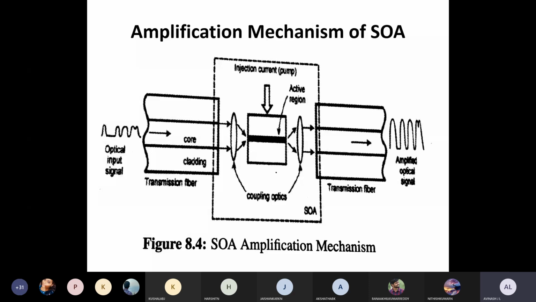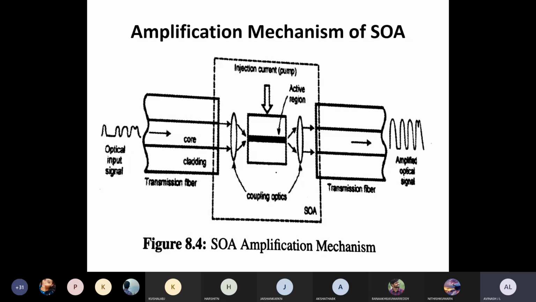In the center, we can see there is an SOA written. SOA means semiconductor optical amplifier. From the left-hand side, the weak signal is fed through the coupling optics. Coupling optics means the mirrors. There is an active region like a Fabry-Perot, as I told you, so one cavity will be there. That is what we call the active region. On either side of the cavity there is a coupling optic, which means just the mirrors, and those mirrors will be present.